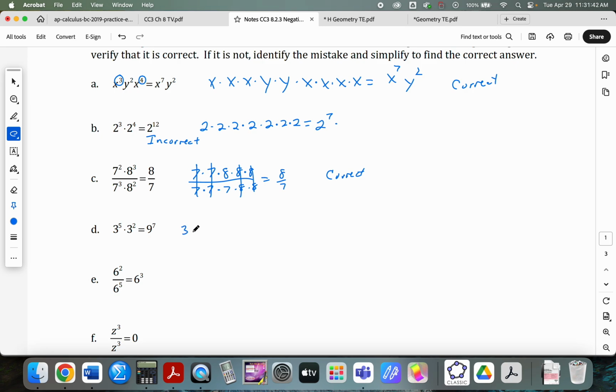So for this one, it's 3 times 3 times 3 times 3 times 3, 5 3s, and then 2 more 3s, is what to the 7th power? Should be 3 to the 7th, not 9 to the 7th. He thought it was 3 to the what? To the power of 10.